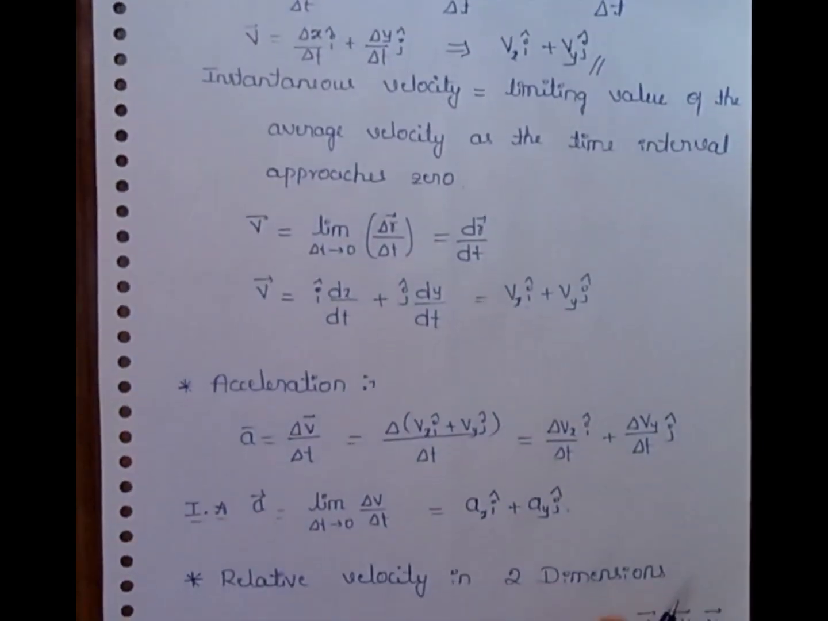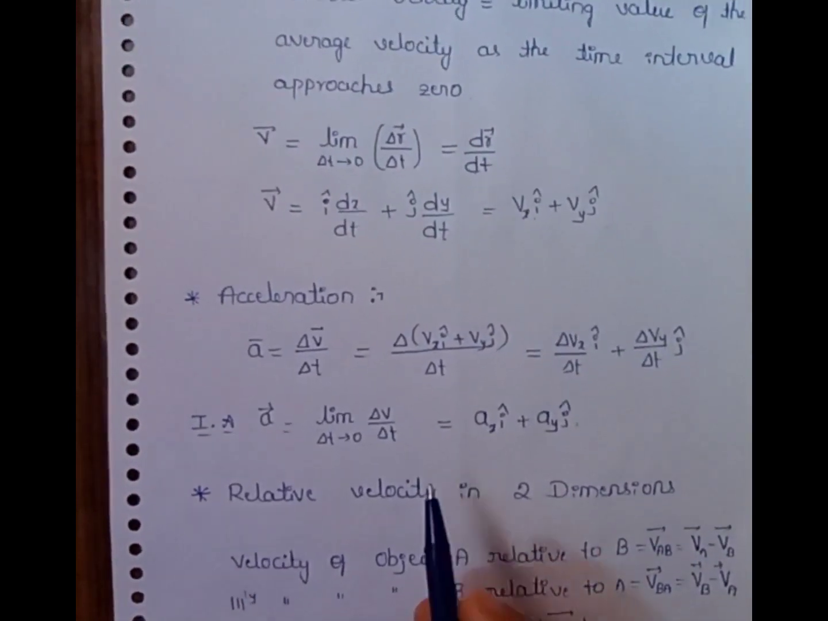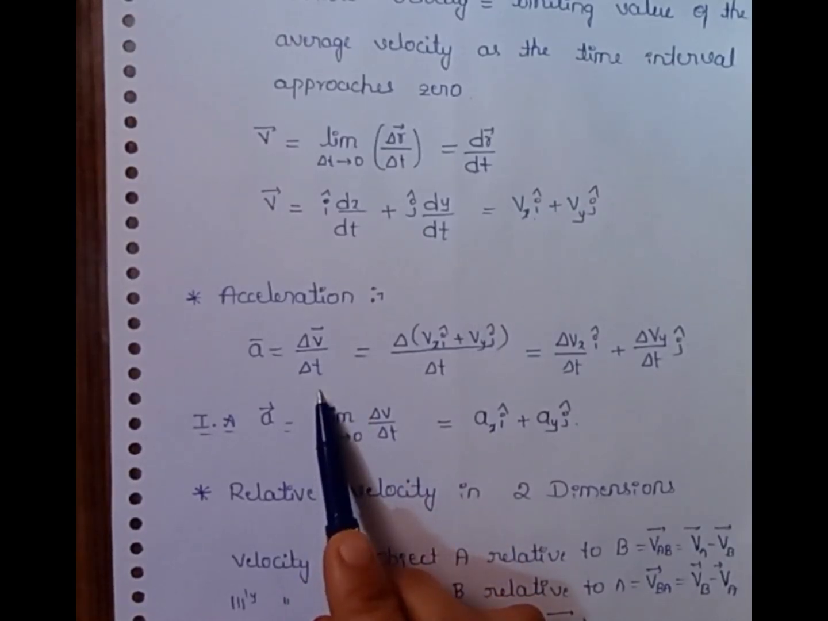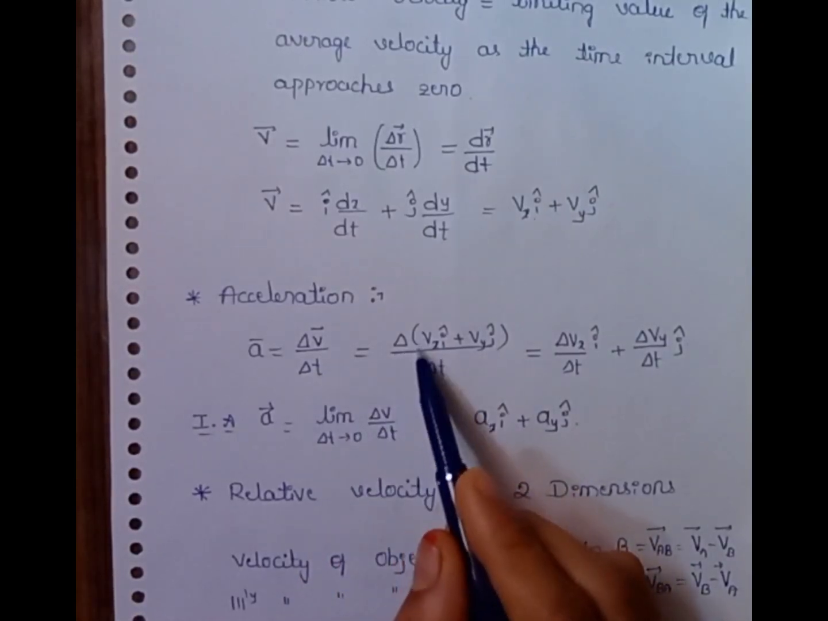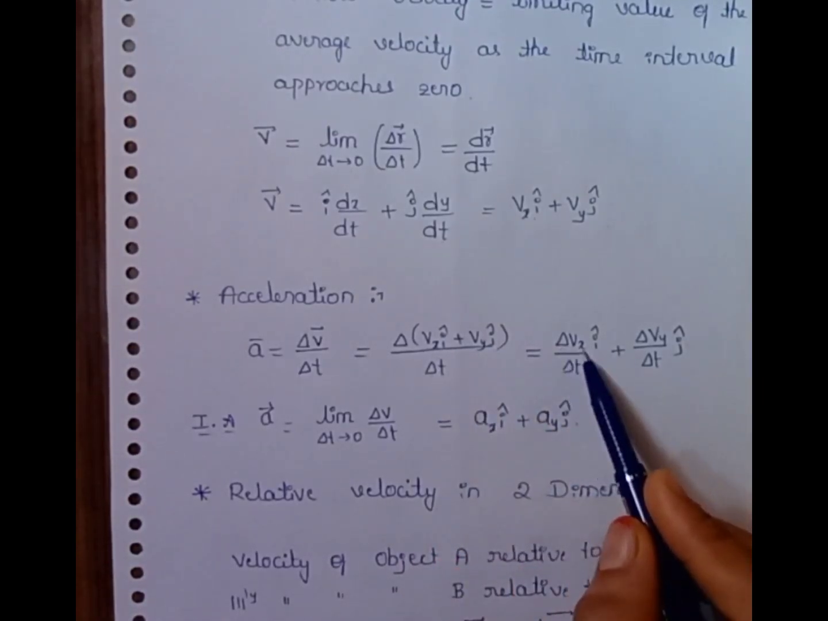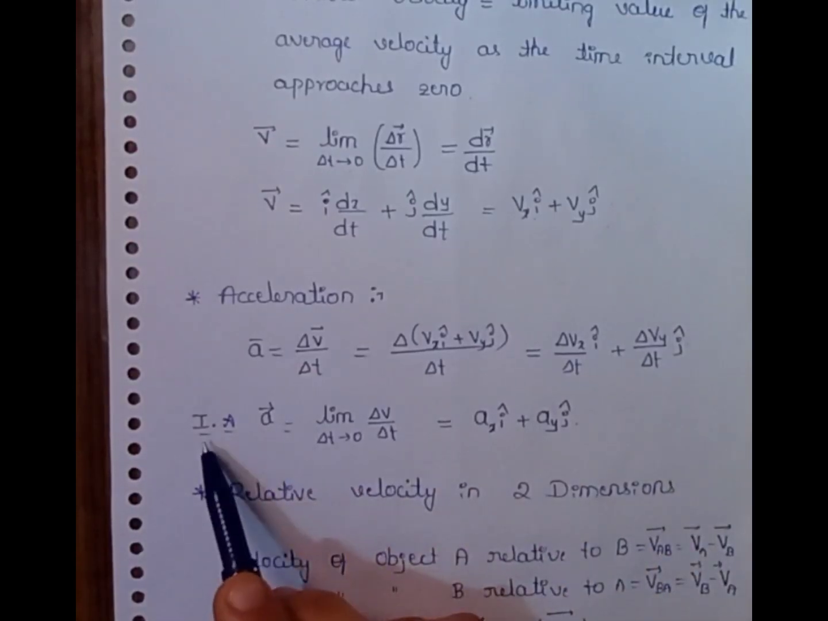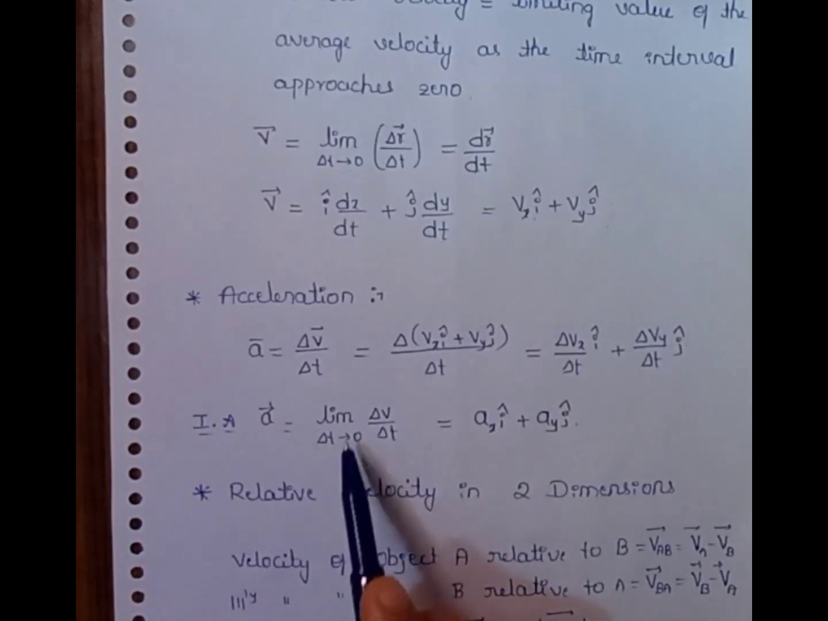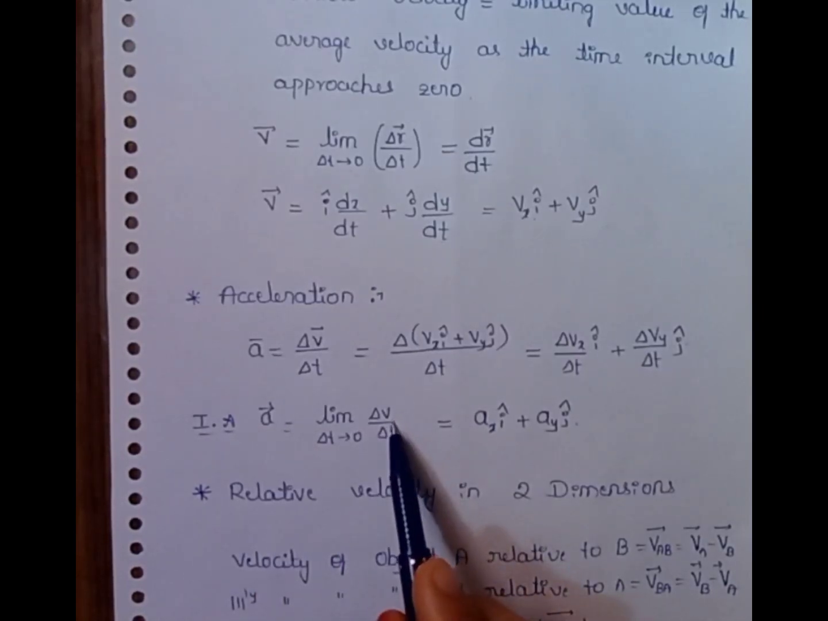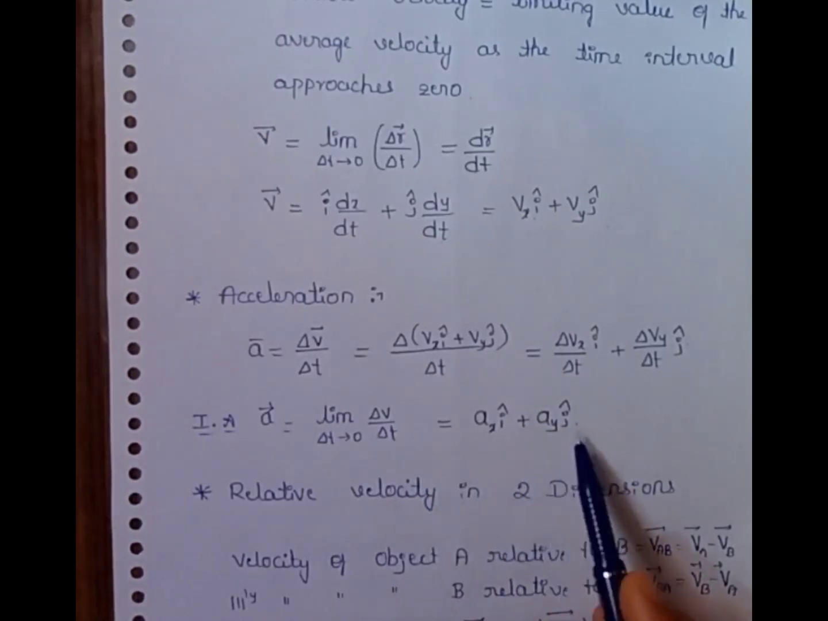The next concept is acceleration. Acceleration can be defined as the change in velocity over the time interval. The change in velocity can be written as (delta vx i cap plus delta vy j cap) divided by delta t, which is delta vx by delta t i cap plus delta vy by delta t j cap. In a similar way, instantaneous acceleration can be written as the limiting value of the average acceleration, which is equal to ax i cap plus ay j cap. Finally, we have to write it like this.